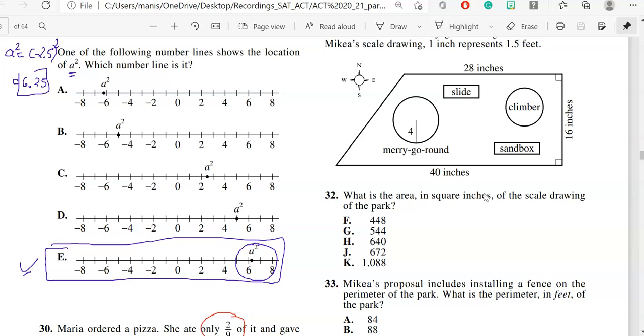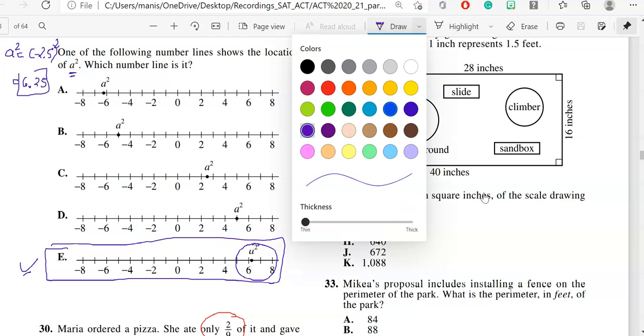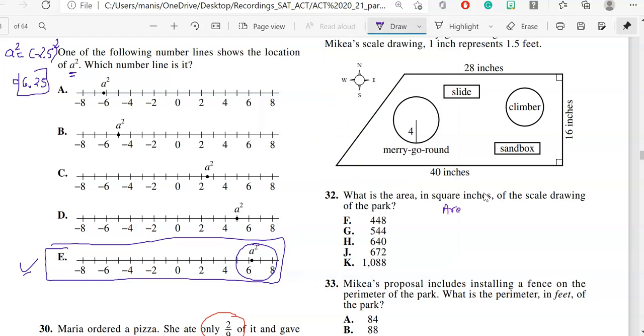So as the question says, it is a trapezoid. So I will use my formula to find the area of a trapezoid. The area of a trapezoid formula is: area is equal to a plus b divided by 2 times height. In this case, this is my a over here, this is my b over here, and this is my height over here. So I will plug in the values. This will be 28 plus 40 divided by 2 times 16, which will give me the answer as 544. So choice G is the correct answer for this question.